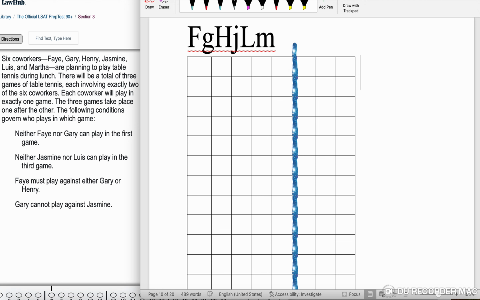So we're going to have F or G can't play in the first game. Neither Jasmine nor Louis can play in the third game.